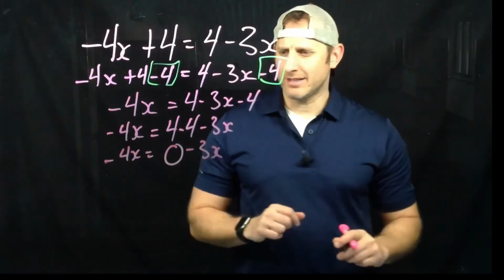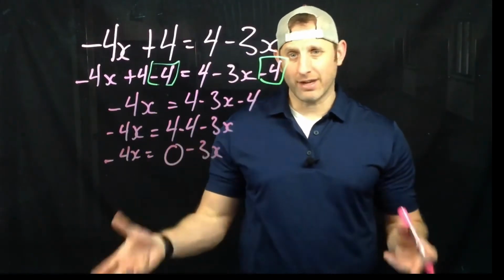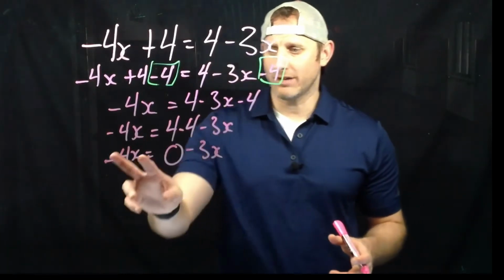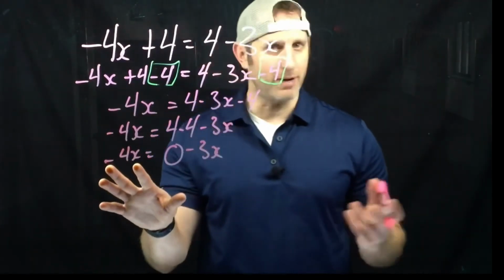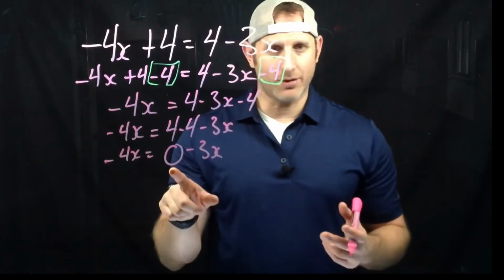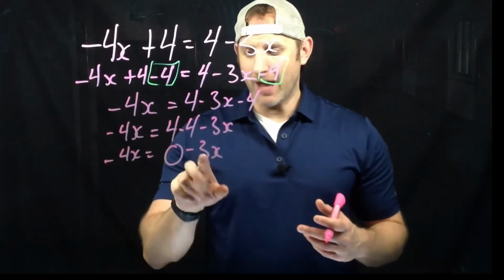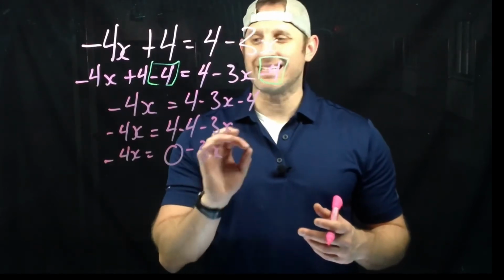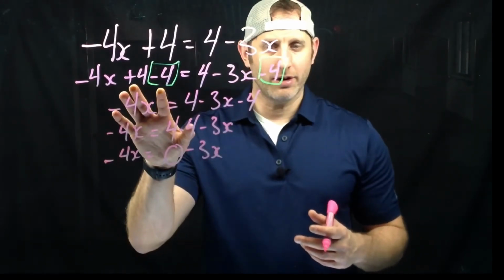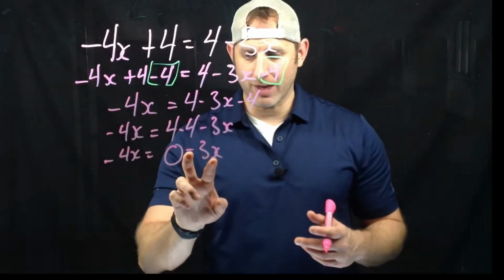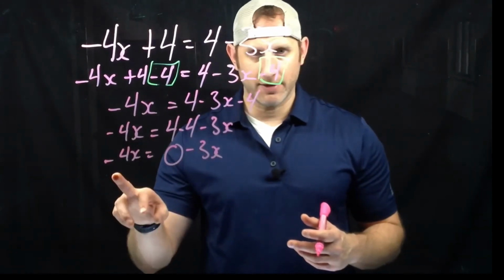And now what you can see here is that there's nothing alike on either side of equals. Negative 4x by itself, can't do anything with it. 0, can't do anything with that. Minus 3x, that's not the same. So now what we need to do is exactly what we did up here to move the negative 3x over to this side.